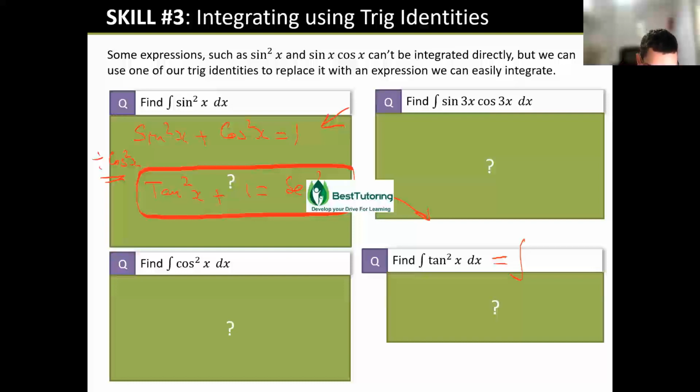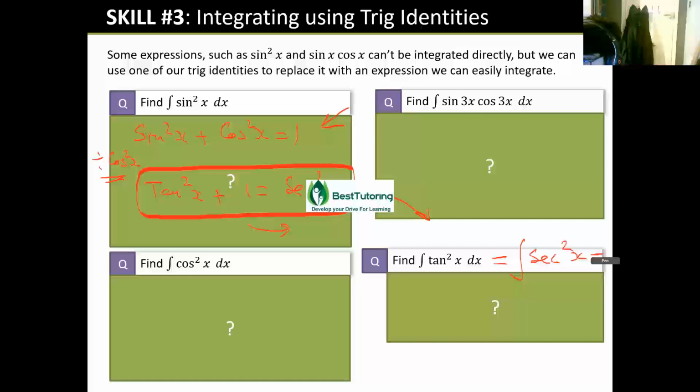So plus 1 goes to the other side. What will it become? It'll just be sec square x minus 1. Yeah, so tan square x equals sec square x minus 1. Ayushi, did you get that one?